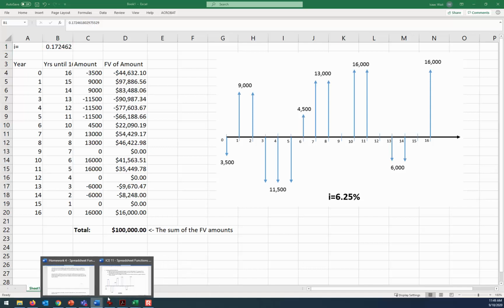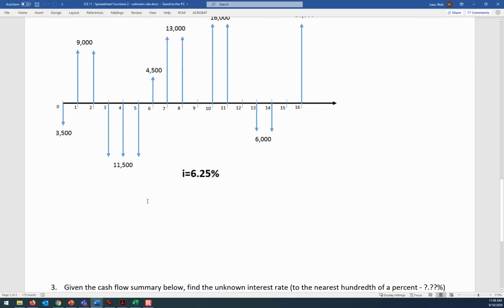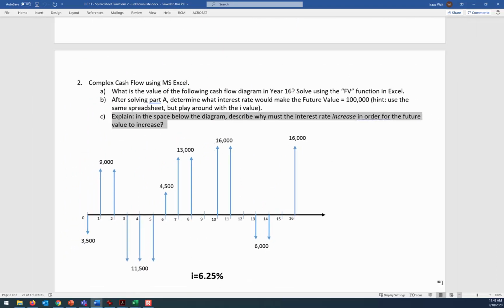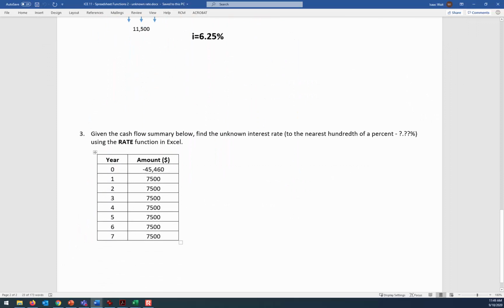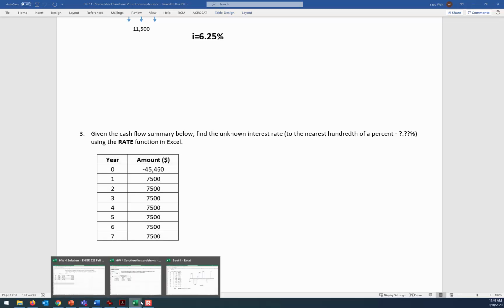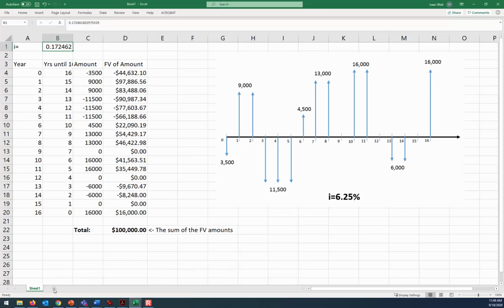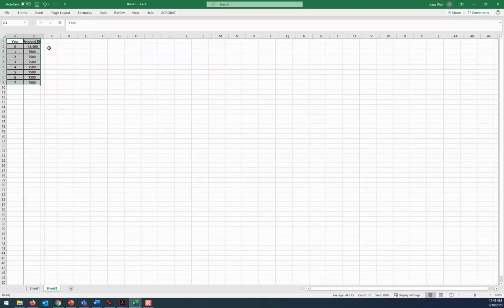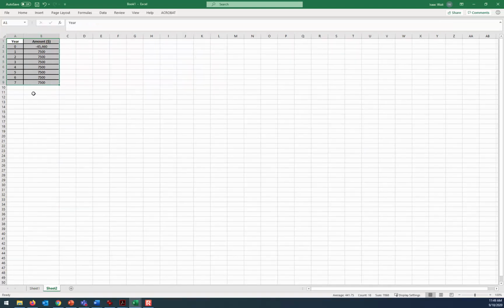Okay, one minute remaining, so let's skip over the explain part. That's like a short answer type question. But I want to show you how to use the RATE function, and the good thing is it's pretty easy. I'm just going to copy this over to a spreadsheet tab. So here's a cash flow table. And what is the interest rate that brings this into balance?